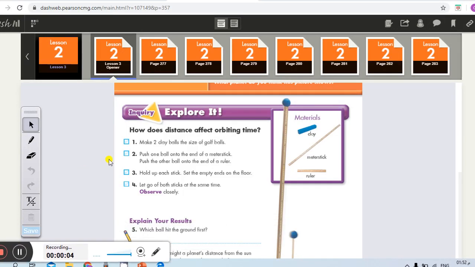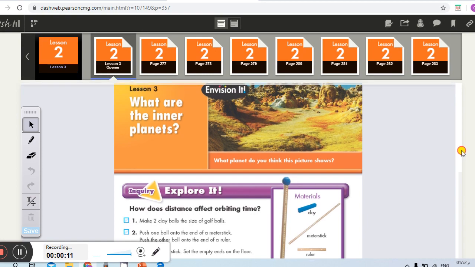In this lesson, lesson 3, what are the inner planets?